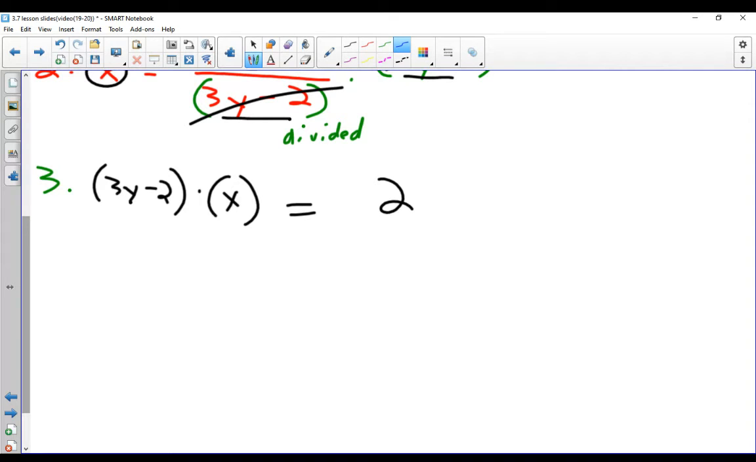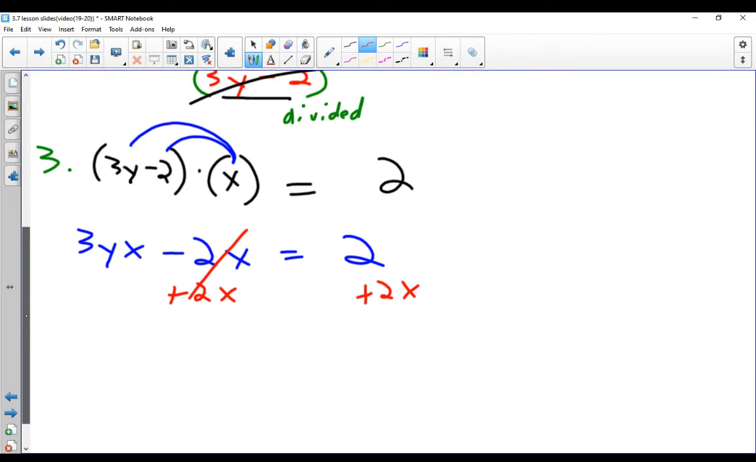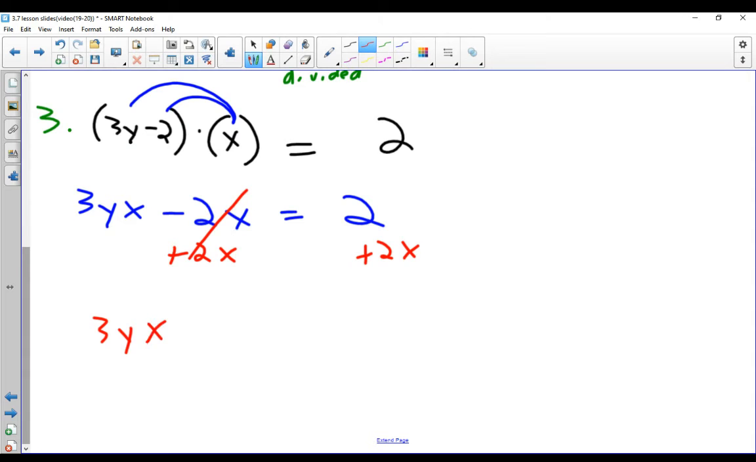So now, to start getting the y alone, to make things easier, I would actually recommend you distribute that x to 3y minus 2. So then you would get 3y times x when you distribute, and then minus 2x, all equal to 2. And now, let's take some further steps to solve. I'd say adding the 2x to both sides would probably be an easy thing to do, so we can do that. And now we have 3yx on the left, and on the right we have 2 plus 2x.